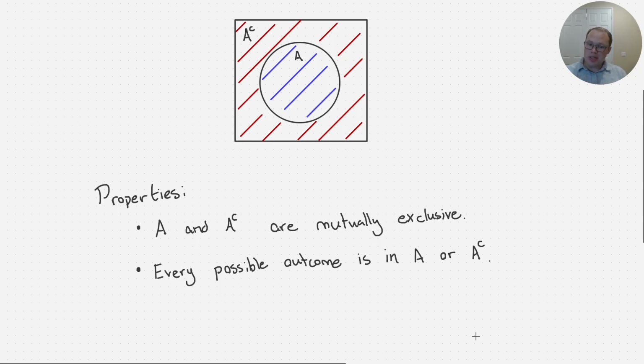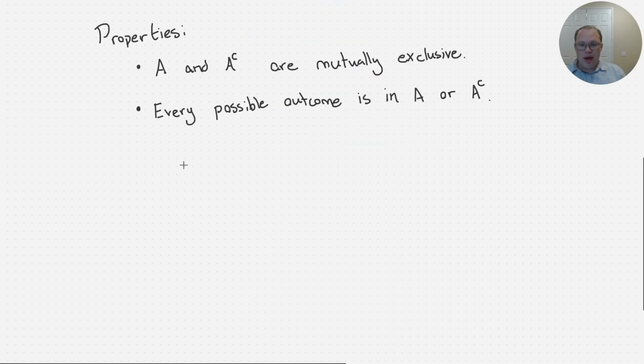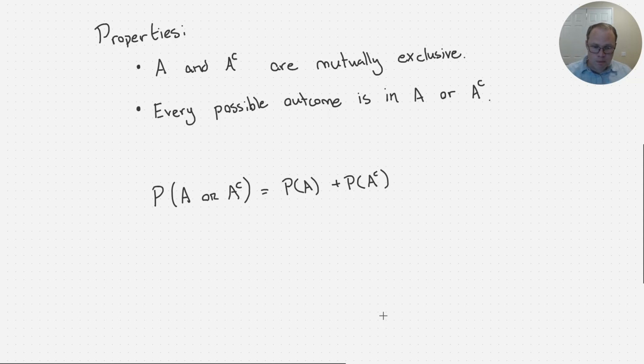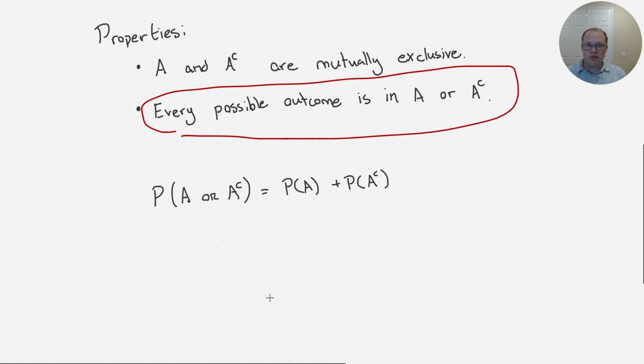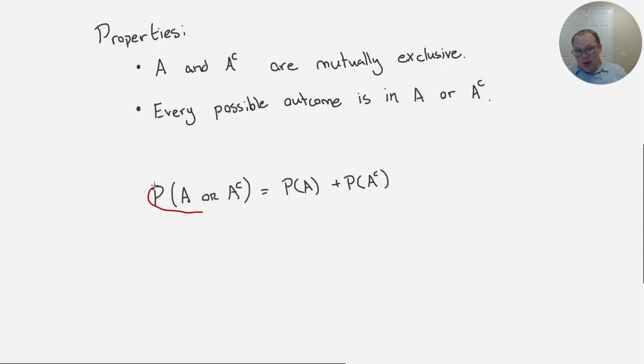Okay, so what does that mean? Let's look at the addition rule and see what that's telling us. The probability that A or A complement happens, because the events are mutually exclusive, we could use the simplified addition rule. That is, we could just add the probabilities of the individual events. But we could do more. They're not just mutually exclusive. They also fill the whole sample space. Every possible outcome is in one of these two events, which means there's a 100% chance that one of these two things happens.